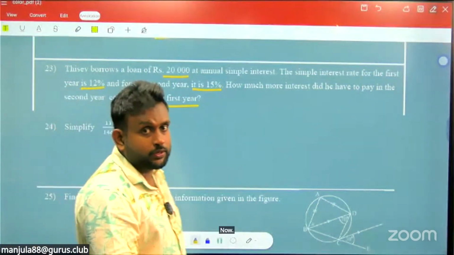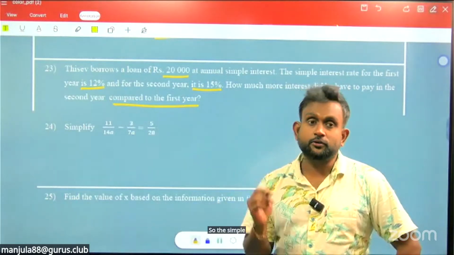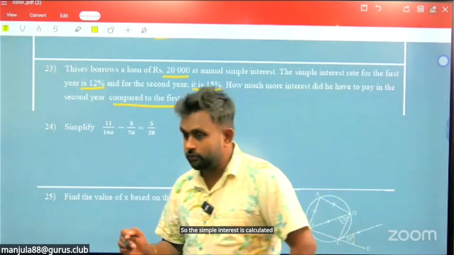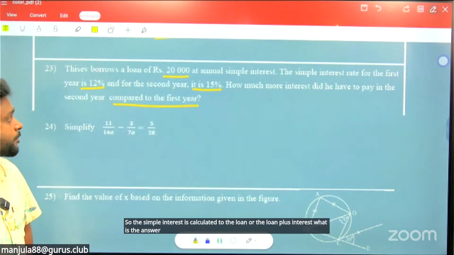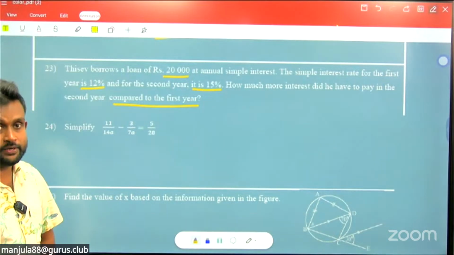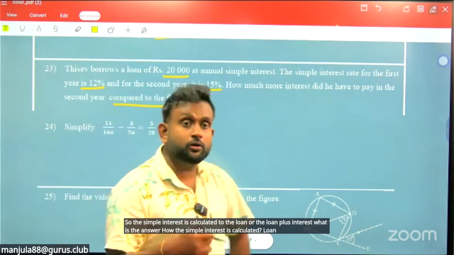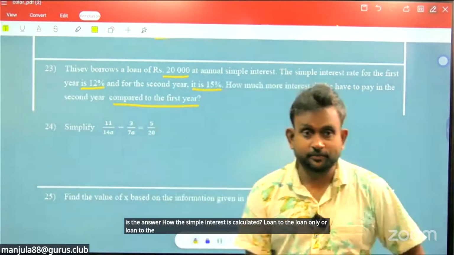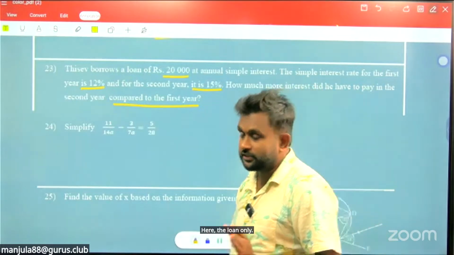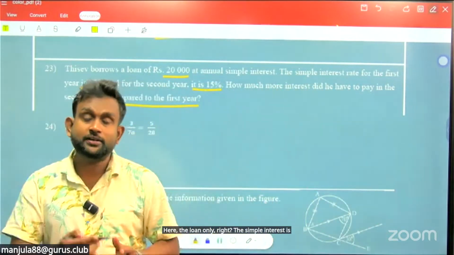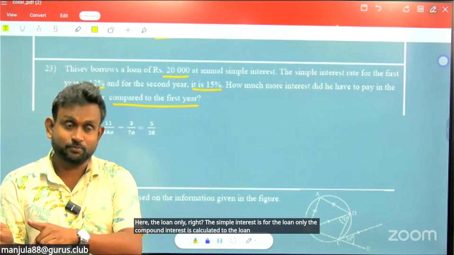Now a good understanding. The simple interest is calculated on the loan, or on the loan plus interest? What is the answer? How is the simple interest calculated? On the loan only, or on the loan plus the interest? Here the loan only, right? The simple interest is for the loan only. The compound interest is calculated on the loan plus the interest, both.